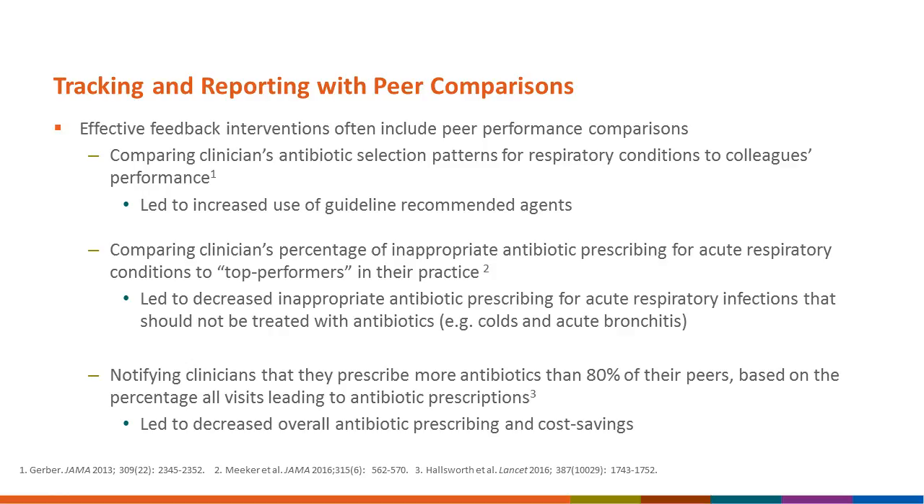Another study conducted in the National Health Service in England looked at the percentage of all visits leading to antibiotic prescriptions and notified clinicians who prescribed more antibiotics than 80% of their peers. They sent a letter to those clinicians from the Chief Medical Officer of the National Health Service that said, quote, "The great majority, 80% of practices in your area prescribe fewer antibiotics per head than yours," end quote. This intervention led to decreased overall antibiotic prescribing and to cost savings. From these studies, we can see how important peer comparisons are to include in an effective tracking and reporting system, and we hope that you will include peer comparisons in your tracking and reporting systems.